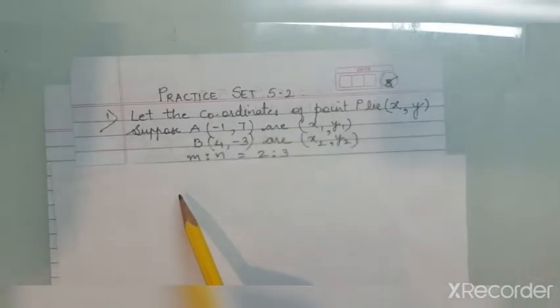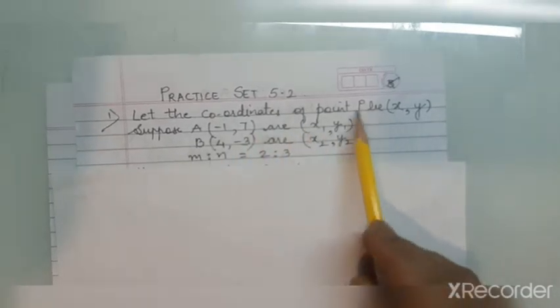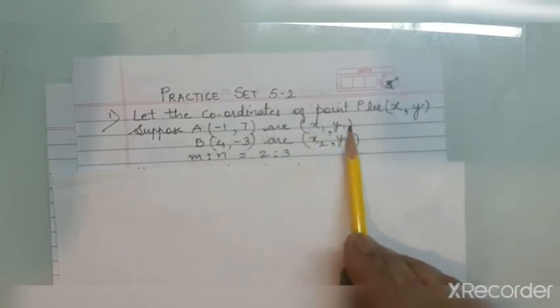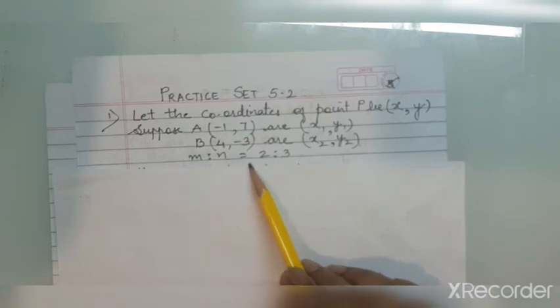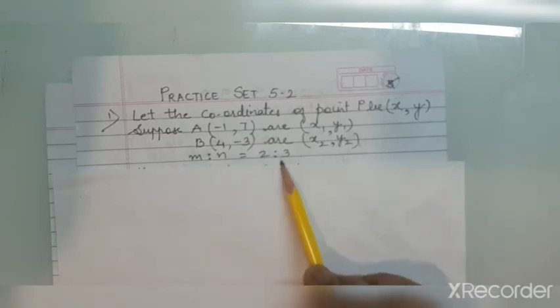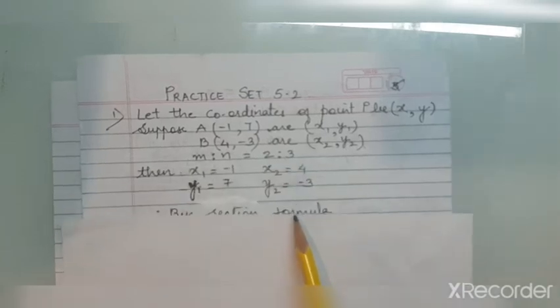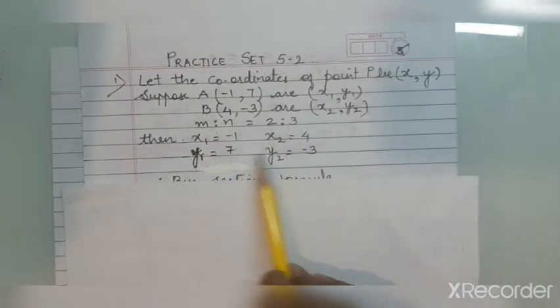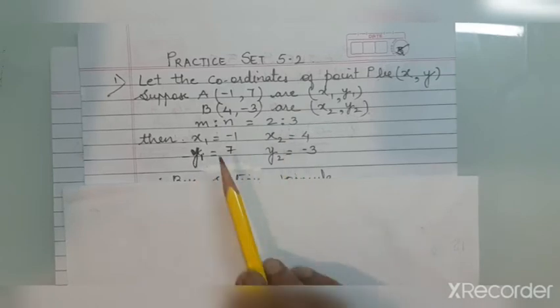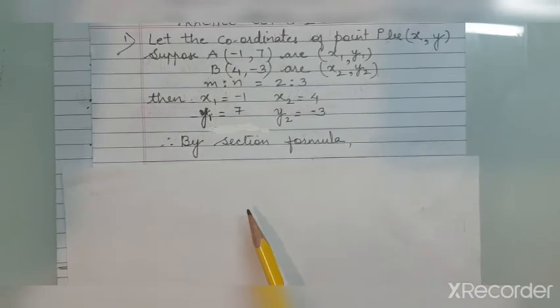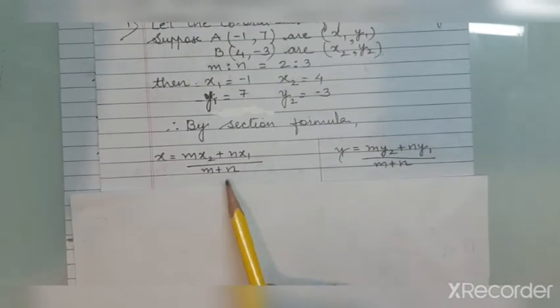Now here, first we have to consider what is x1, y1, what is x2, y2. Okay, so here the point P we have considered x, y, point A we have considered x1, y1, point B we have considered x2, y2, and m:n is the ratio given, where the segment is divided 2:3. Therefore, I have mentioned here so that things become easier: what is x1, what is y1, what is x2, what is y2. Therefore by the section formula, first we will write the formula.